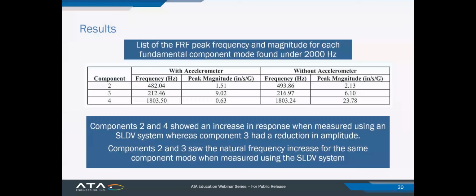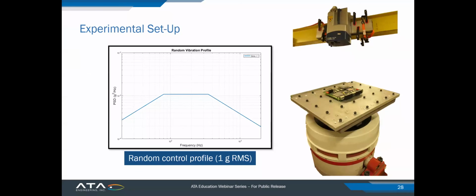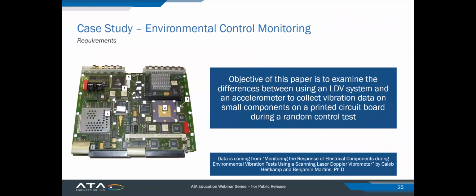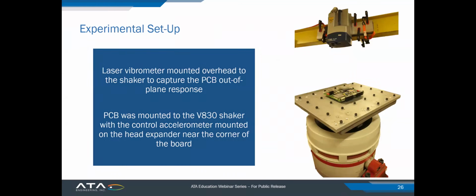So again, this paper was about what is the difference between measuring with an SLDV versus an accelerometer. So here, right here is the graph that shows the FRF peak frequencies and magnitudes for each fundamental component mode. So those 1, 2, 3, 4, 5 components right here.